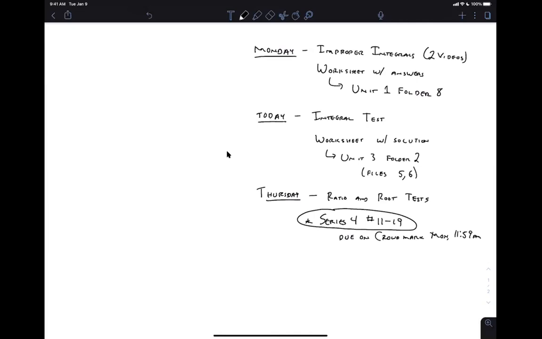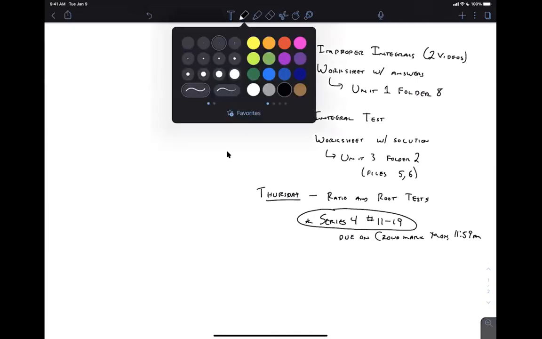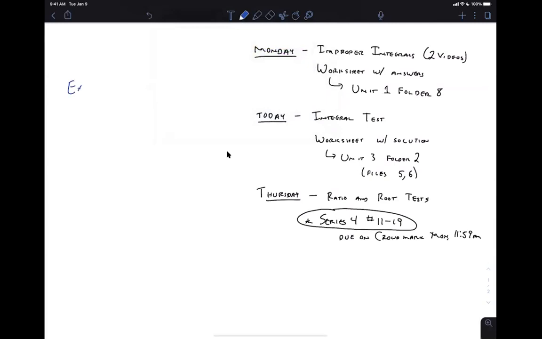The test will cut off there. Exam 3 is next Thursday, and it will stop with the ratio and root test. So it will cover all material through tomorrow.